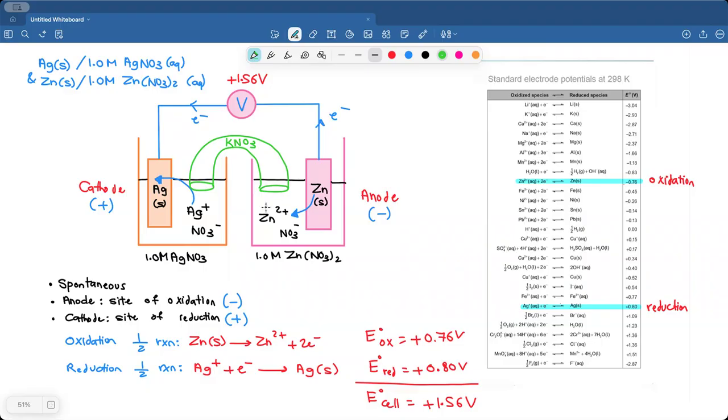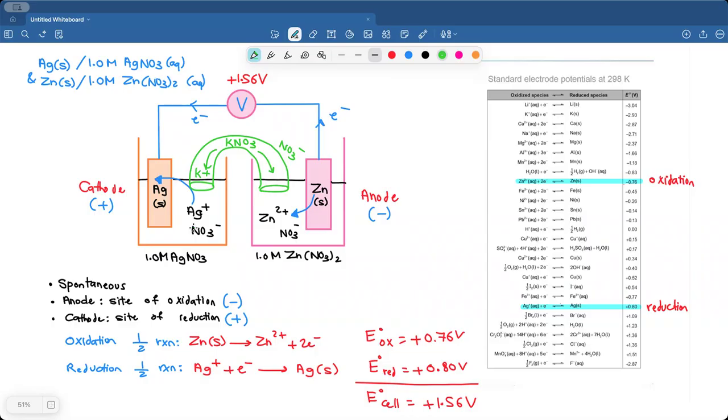Now, because we have an excess of positive charge on the right-hand side, NO3- can go to the right-hand side to balance that excess positive charge. And on the left-hand side, we have a shortage of positive charge because we're losing the Ag+. Therefore, K+ can go to that side to balance the extra negative charge, or the shortage of positive charge. But one thing about the salt bridge is that the ion movement is not just going out of the salt bridge. Actually, ions can go through the salt bridge as well.